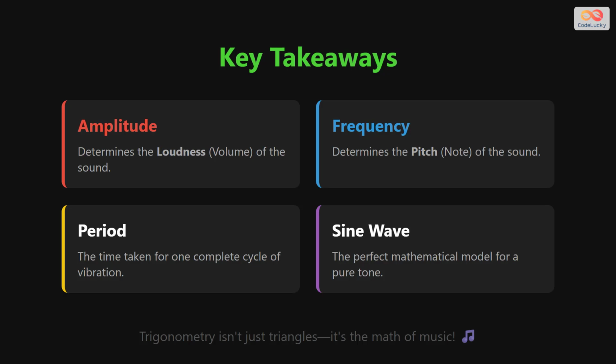To summarize, amplitude controls loudness. Frequency controls pitch. The period is the time for one cycle, and the sine wave is the perfect tool for modeling these sounds. So next time you listen to music, remember, you are actually listening to trigonometry in action.